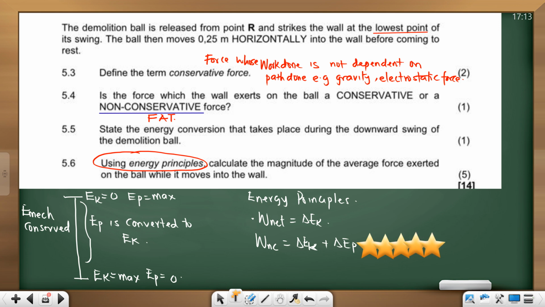Five-star formula. Sir, is EP and EK that? No, it's not. Good question. It is not. I'll tell you why it is not. Because in one formula we have a squared, and in the other formula we don't have the squared. So they are not directly proportional.